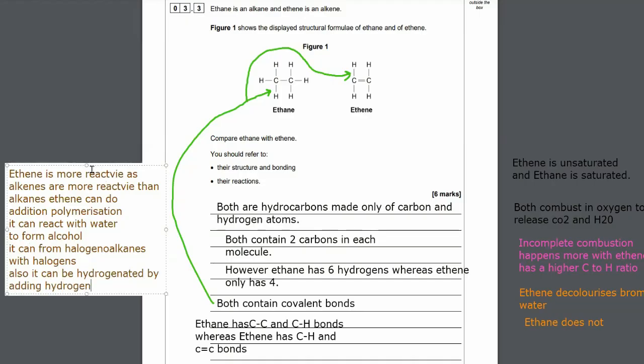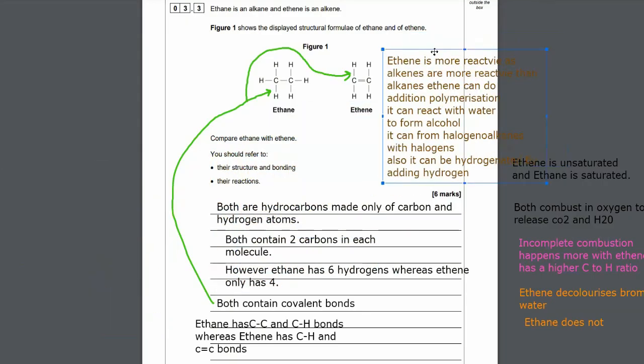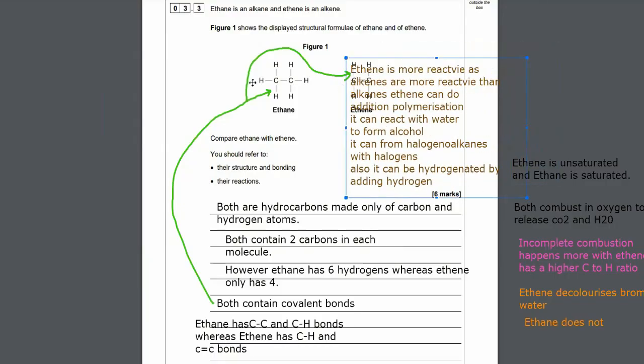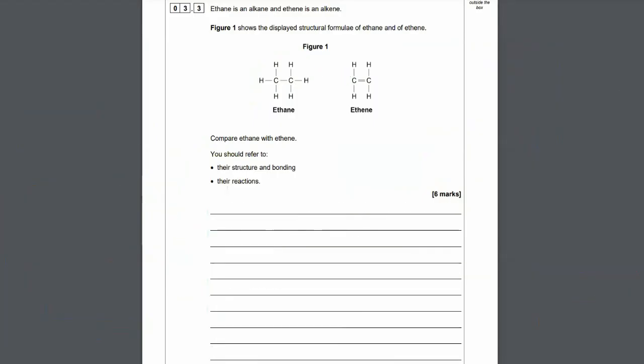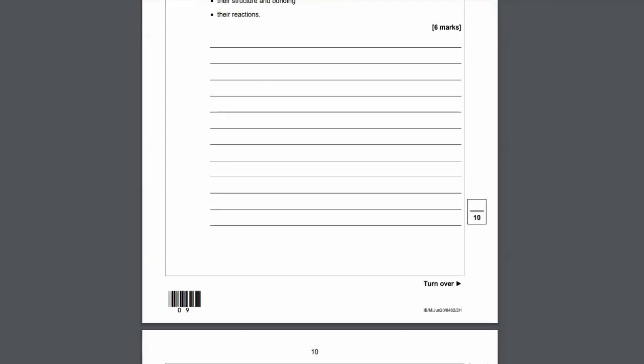So there are tons of reactions that these alkenes can do. We can make alcohols, we can make plastic polymers, and we can make alkanes. I can't fit this on, guys, so you're just going to have to play it back and listen to the answers. But there's like 10 marking points there. So let's move on.